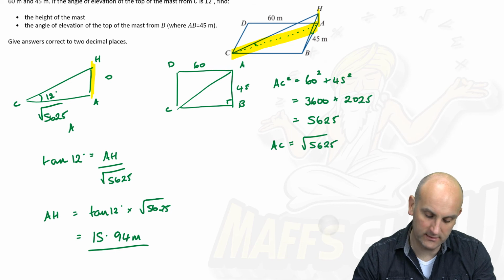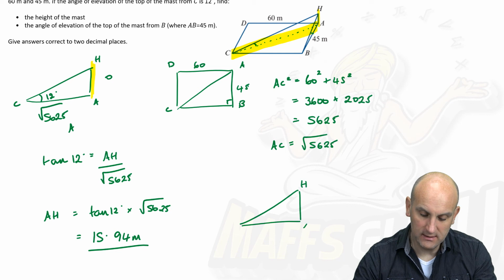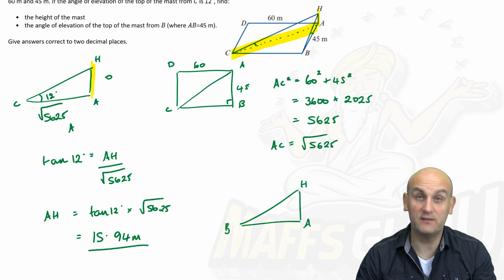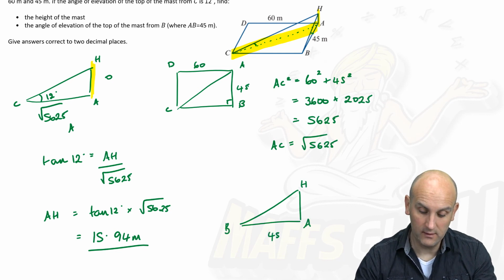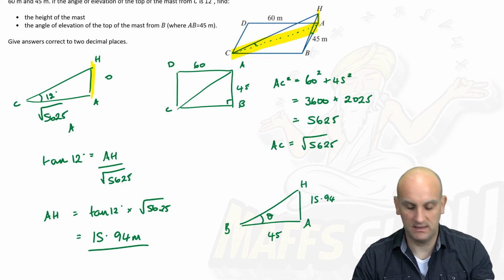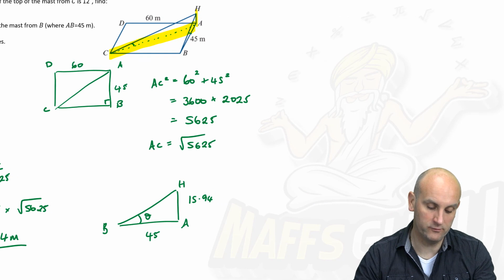So let's draw a quick diagram of what we have. So here's H, and here's A, and here's B. Do I know the length of AB? Yeah, I do. It's 45. That's the angle I want to find. Do I know AH? I do indeed. It's the value we've got here. Now I'm going to write 15.94, but I'm going to use the value on my calculator because in this situation I don't want rounding errors.